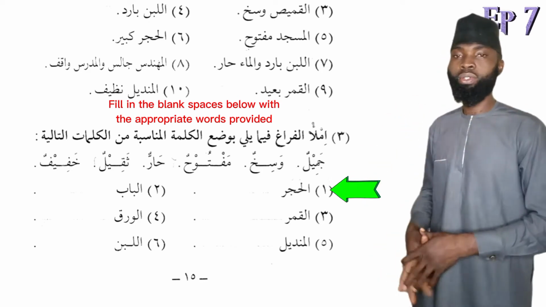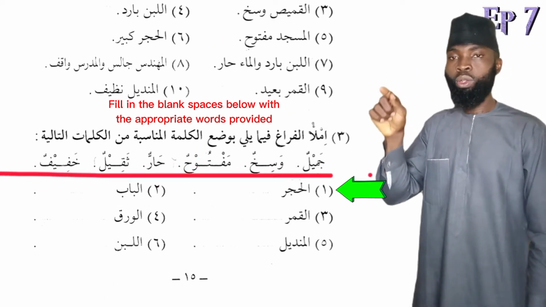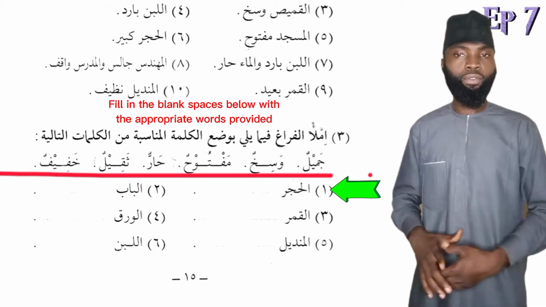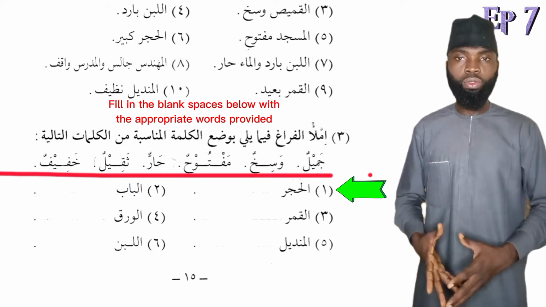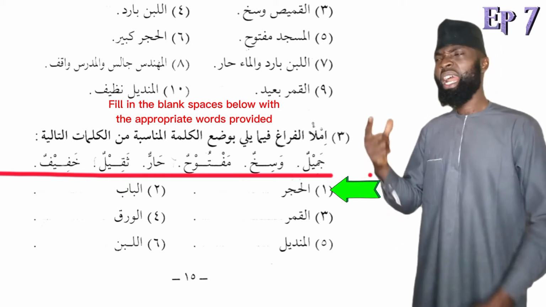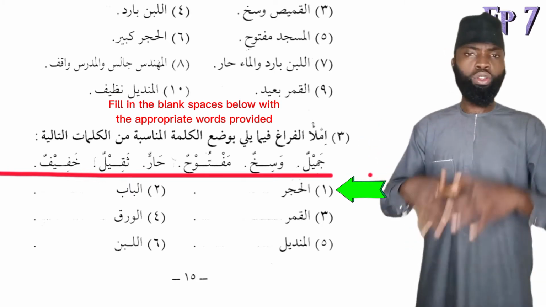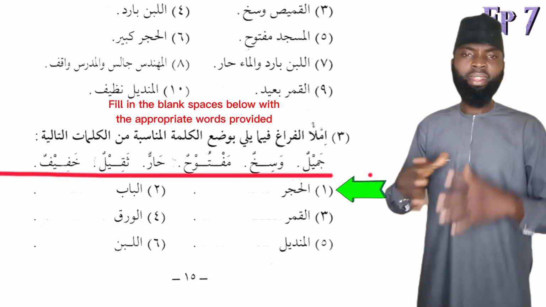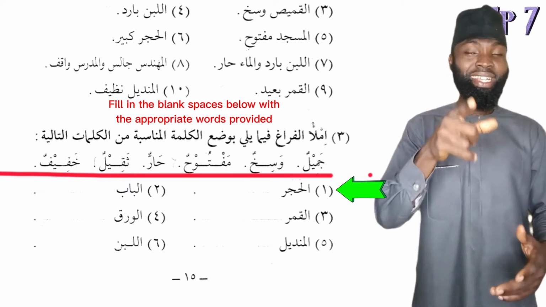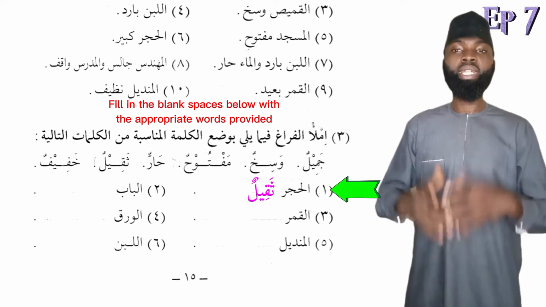So what do you want to say about this stone? Al-hajaru. From the words provided, we have jamilun, wasikhun, maftuhun, harrun, thaqilun, khafifun. So what can we say about al-hajaru? Can we say al-hajaru jamilun, the stone is beautiful? Al-hajaru wasikhun, the stone is dirty? Al-hajaru maftuhun, the stone is open? Al-hajaru harrun, the stone is hot? Al-hajaru thaqilun, the stone is heavy.